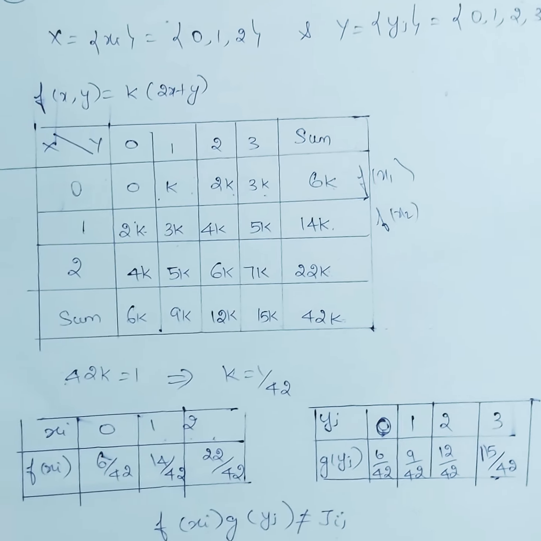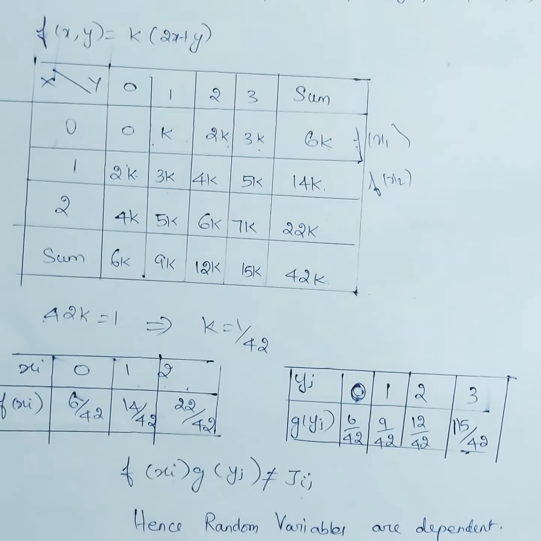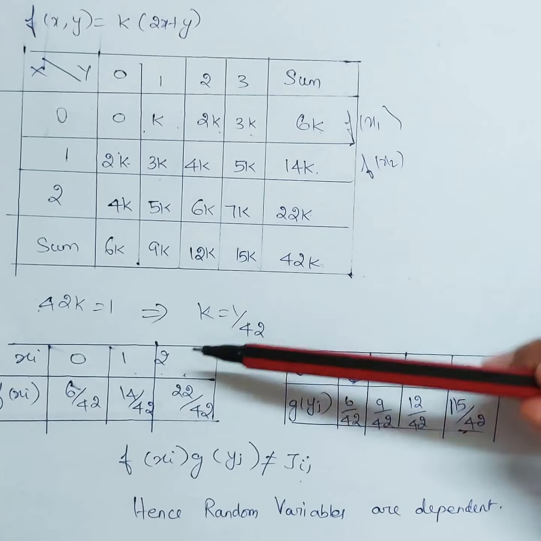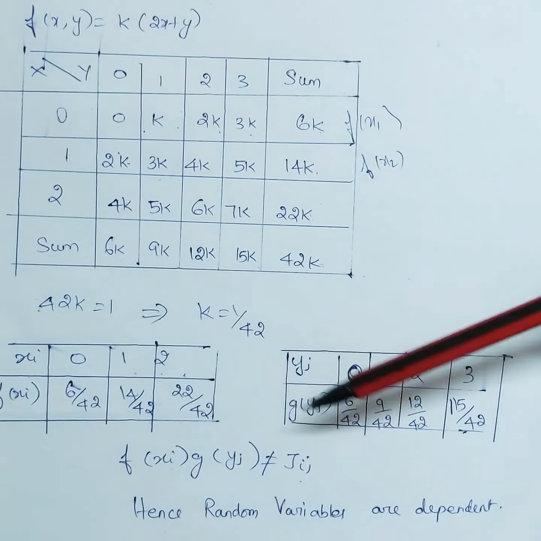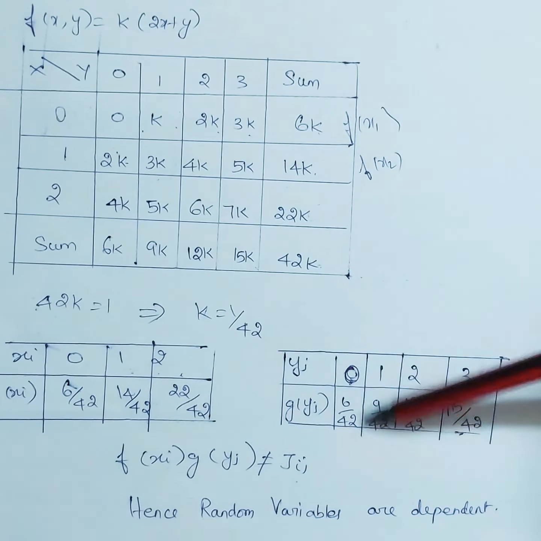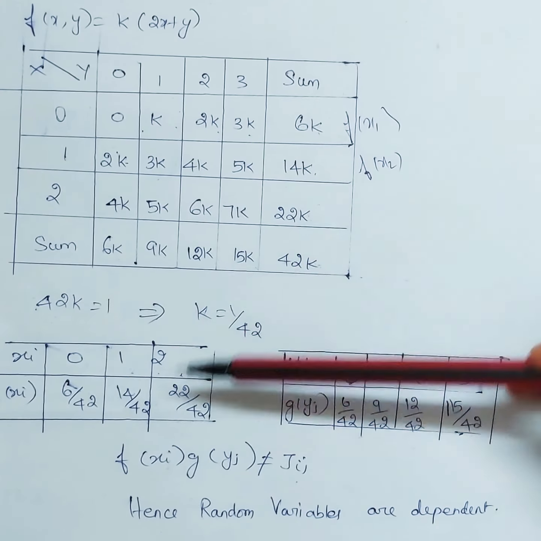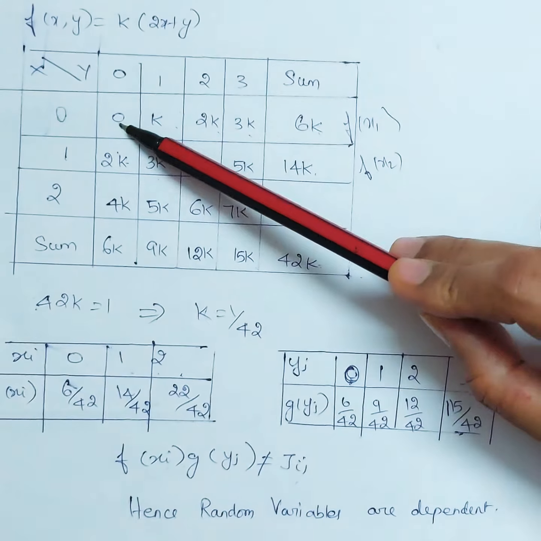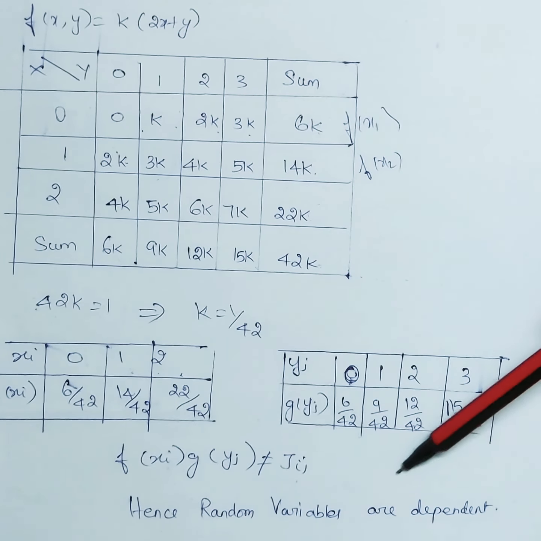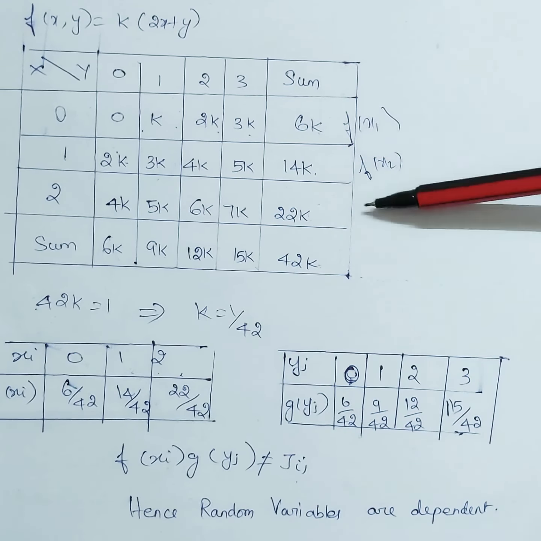Now what we have to check is whether these variables are dependent or not. Correct. So 6 by 42 is the first one. Here the first answer is 6 by 42. If I multiply these two and get this, then it is independent. But this value is 0. So 6 by 42 into 6 by 42 is not equal to 0. Hence the random variables are dependent. It is not independent, so automatically it is dependent. So we got k and we proved the random variables are dependent.